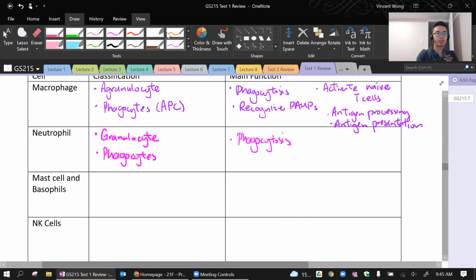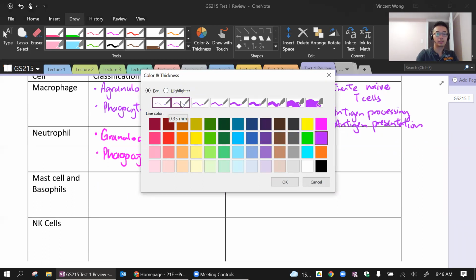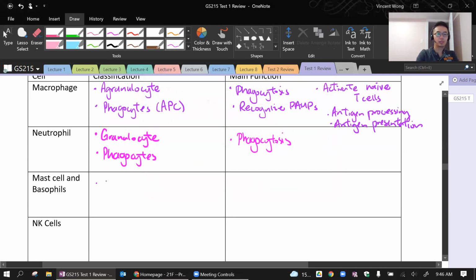Mast cells and basophils. These are granulocytes. Mast cells are anchored to tissue. Basophils are kind of moving around. So they initiate inflammatory response. Initiate inflammation. Right? Release histamine.